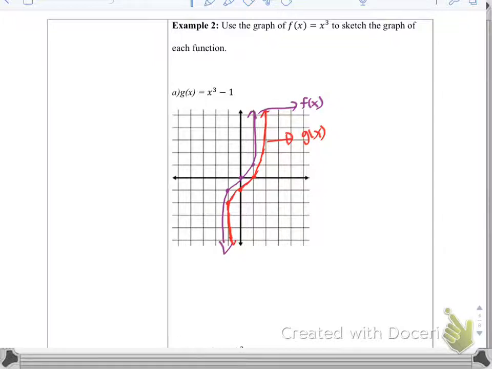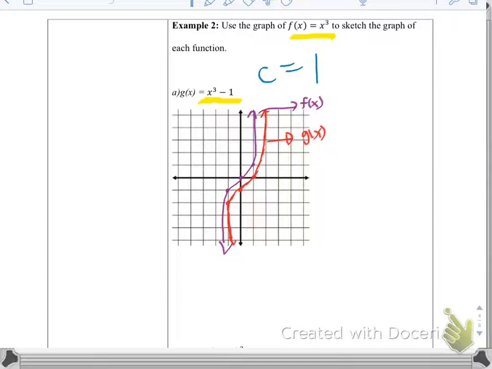So here we have: use the graph of f of x equals x cubed, so that's our parent graph. We know that. We talked about how that looks, to sketch each function. So in A we have x cubed minus 1. So that c is equal to 1, right? And in fact, that 1 is outside of our function, right? And so because of that, we know we're going to shift it vertically, and we're going to shift it down 1 unit, right?